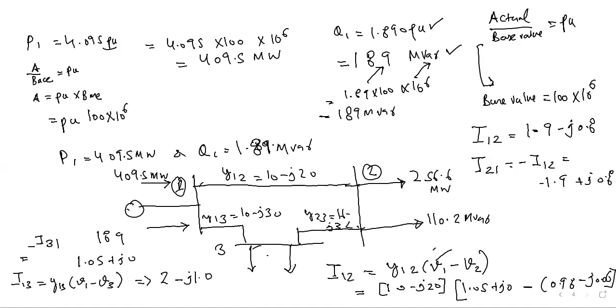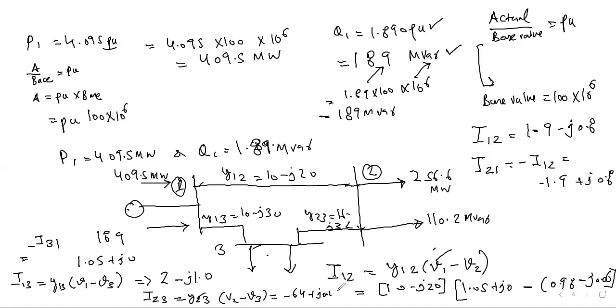Now I can write the value for I23. I23 value I can write as Y23 into V2 minus V3, since this first term is there now. So when I'm substituting this, I'll get minus 64 plus J0.48.